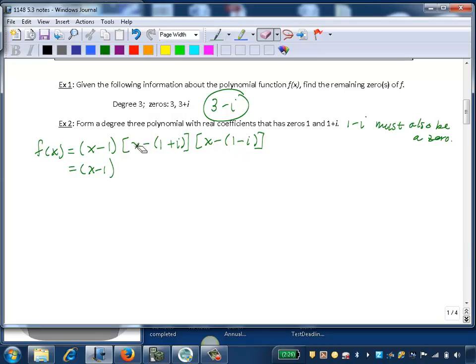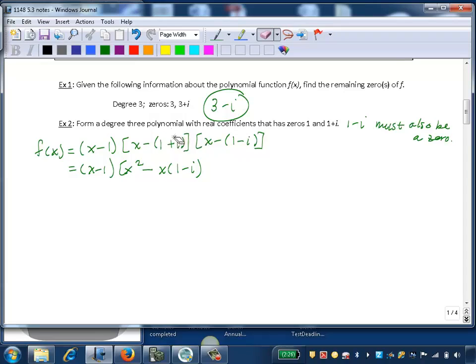So we'll pair up our first terms in the brackets, x times x, and we get x squared. Now we'll take our outer, we want to take the x times this negative 1 minus i. So if we have a positive x and a negative 1 minus i, we'll have a negative, and then we'll just sit that x right next to the 1 minus i for multiplication.